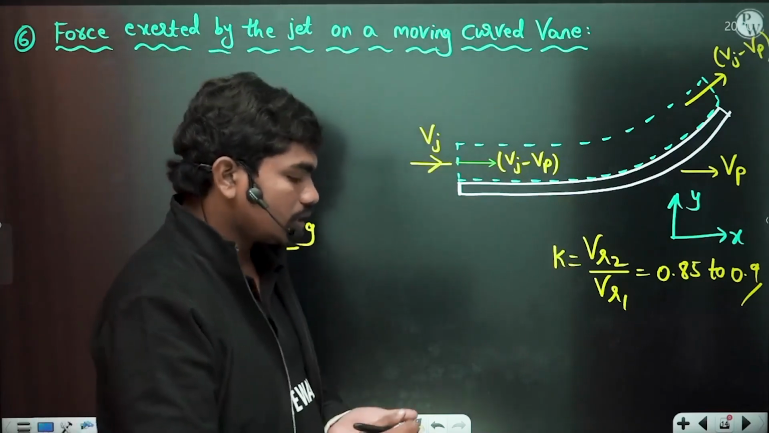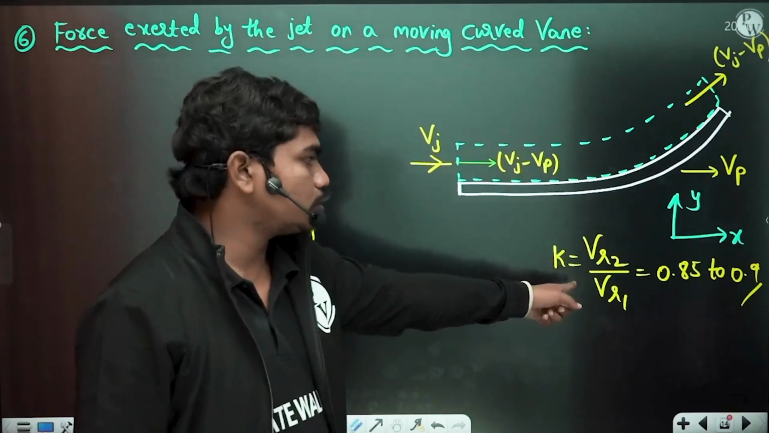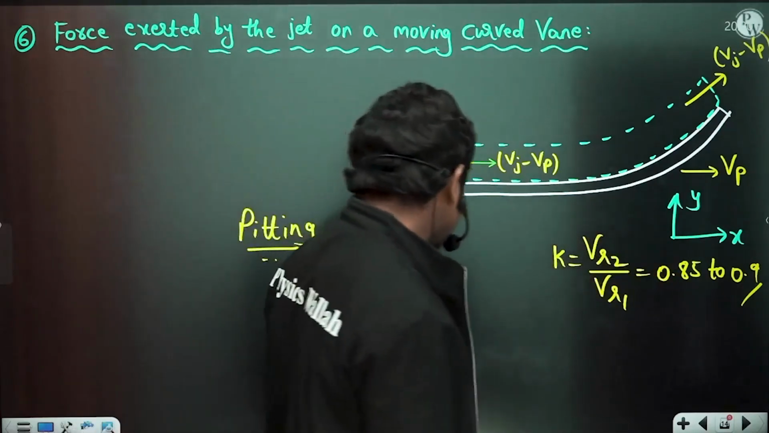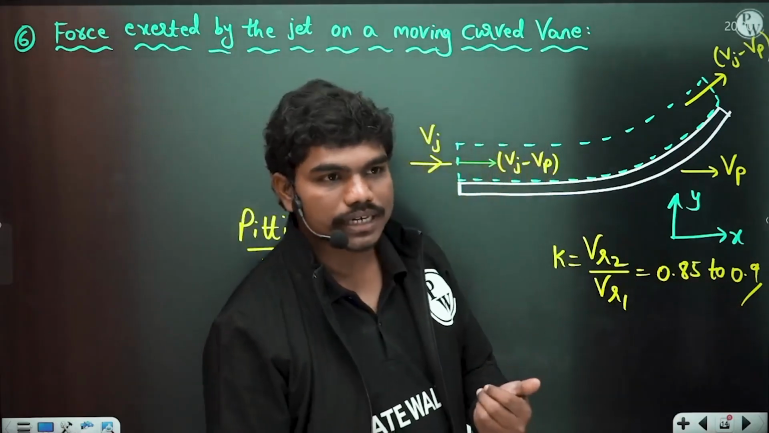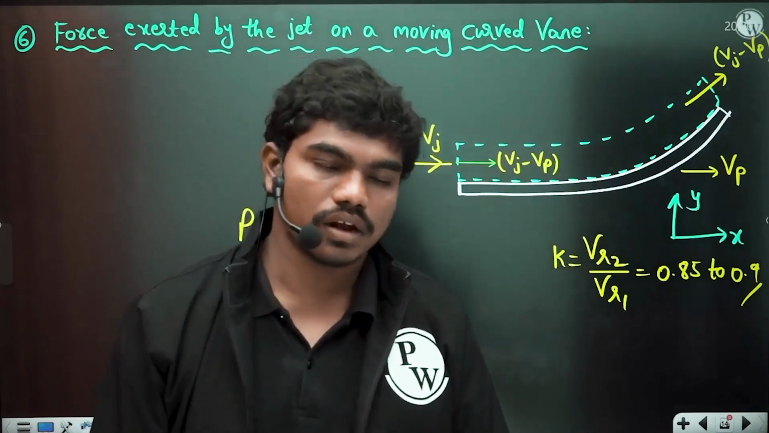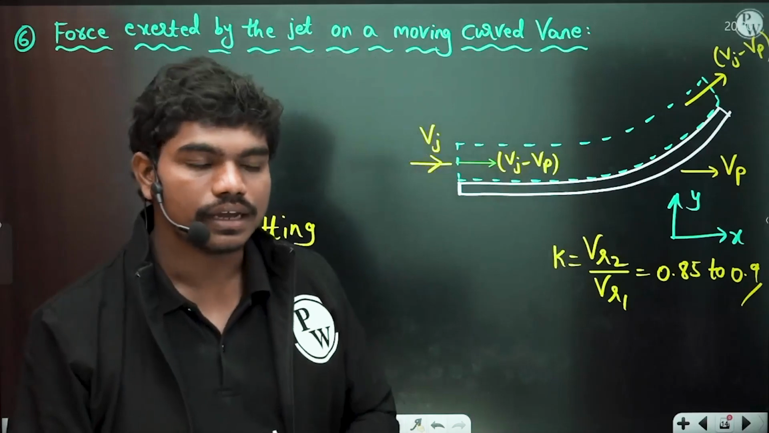In such cases, normally they'll give you the velocity coefficients here. So k is equal to vr2 by vr1, which is 0.85 to 0.9 on an average. Even this, 0.85 to 0.9, is also very low. Normally in some power plants, whenever that value comes below 0.9, within minutes they'll start maintenance work.